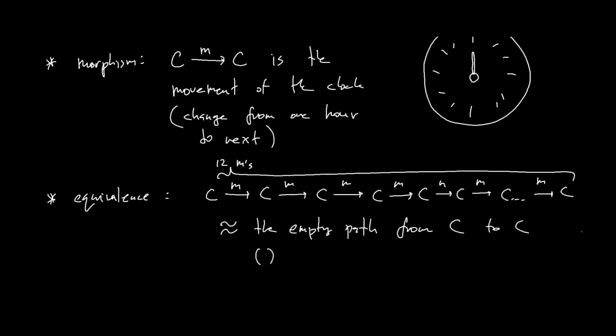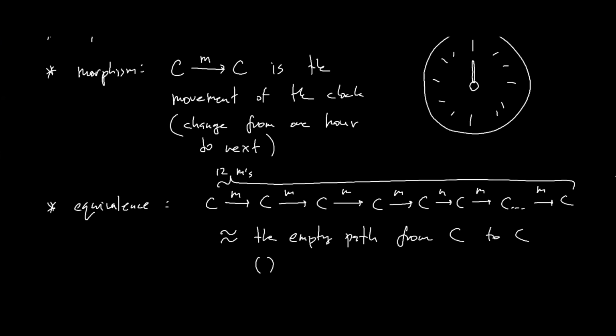Because if there were morphisms in the path, then we would write those morphisms separated by commas inside the round brackets, so that we can write the empty path as just round brackets with nothing inside. That could be our equivalence. Now it kind of makes sense, right? Because if 12 hours have elapsed, then the position of what we visually see on the clock will be the same as if no hour has elapsed, right? We wouldn't be able to tell just by looking at the clock that 12 hours actually have elapsed, right?